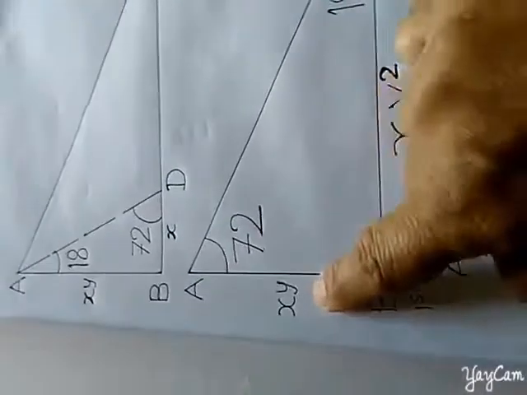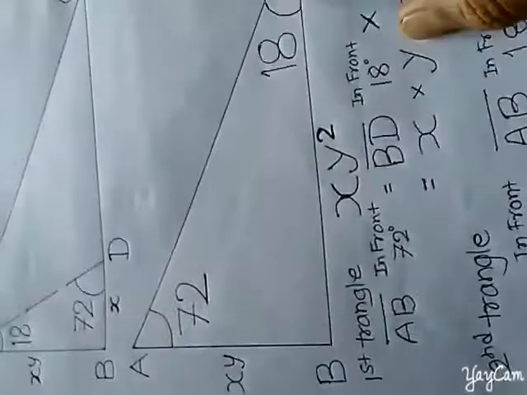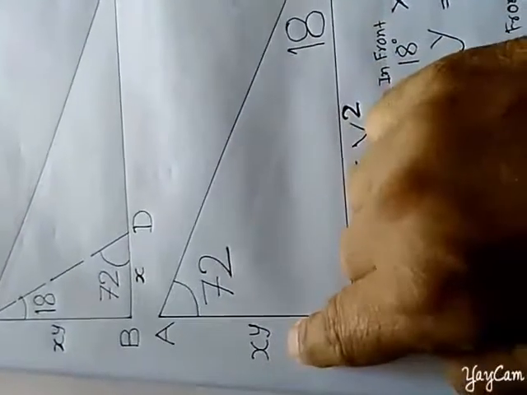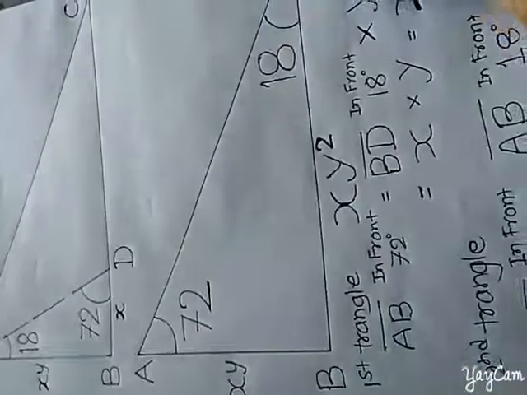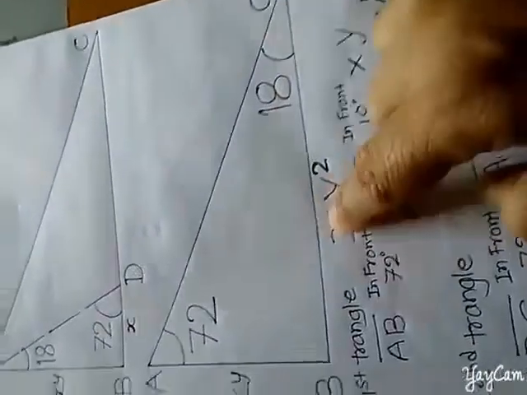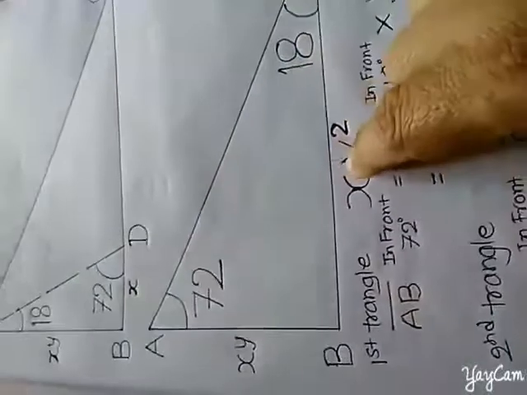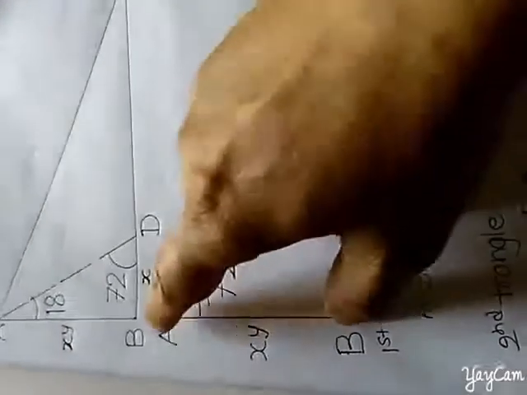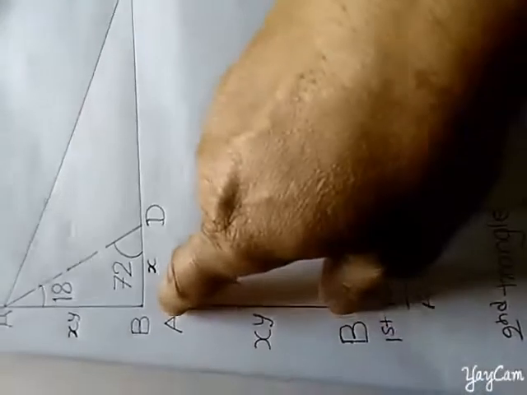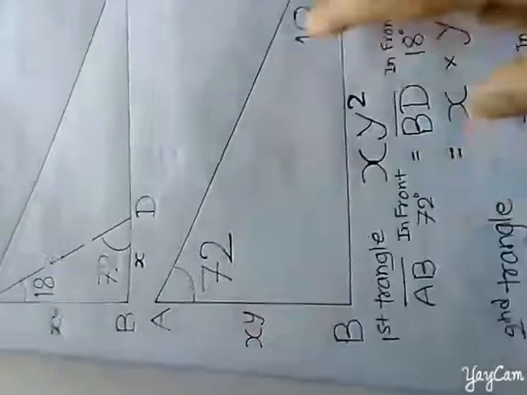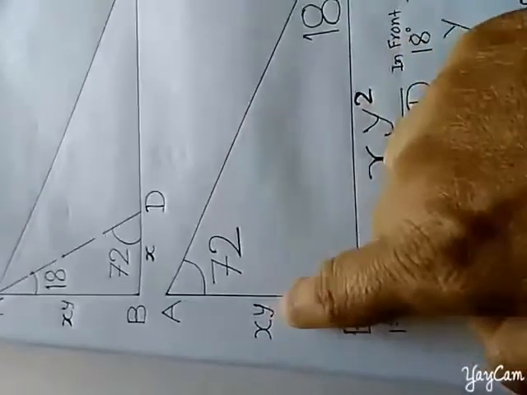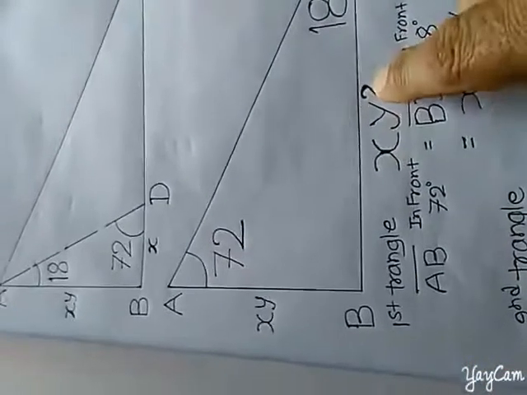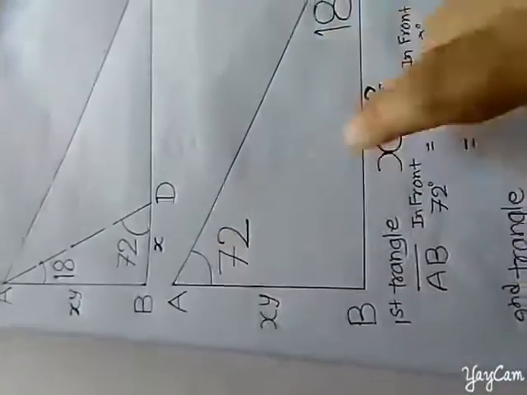Here AB is xy. We put xy here, and it is in front of 18 degrees. So to get the length of BC, which is in front of 72, we should multiply the length in front of 18 by y. So xy multiplied by y comes to xy squared, and that is the length in front of the 72 degree angle.